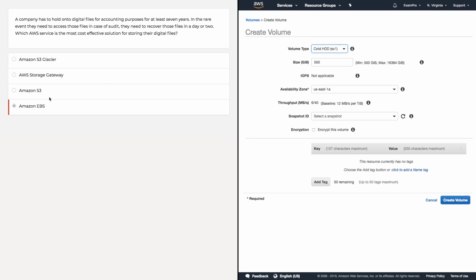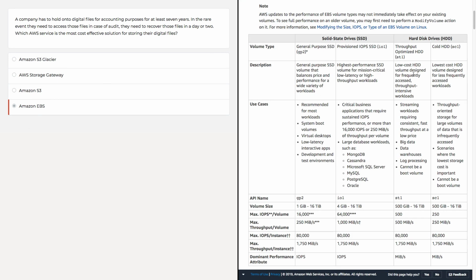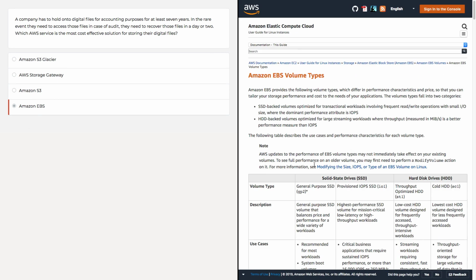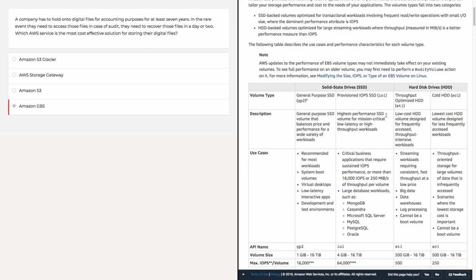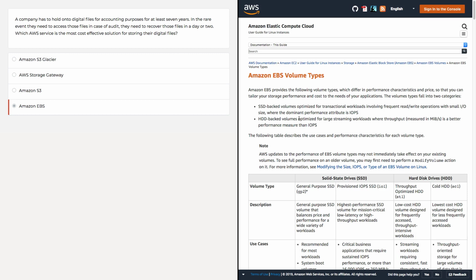So, I mean, if you wanted to use EBS, you could spin this up, but it's a lot more convenient to just use Glacier. And it is worth checking out the types of drives, because they tell you what is right. Here for volume types, you can see cloud HDD has the lowest cost volume designed for less frequently accessed workloads. Okay, so the answer is Glacier. Anytime you see them, you want to save a lot of money, store a lot of files, and you don't need them right away, Glacier is the answer.